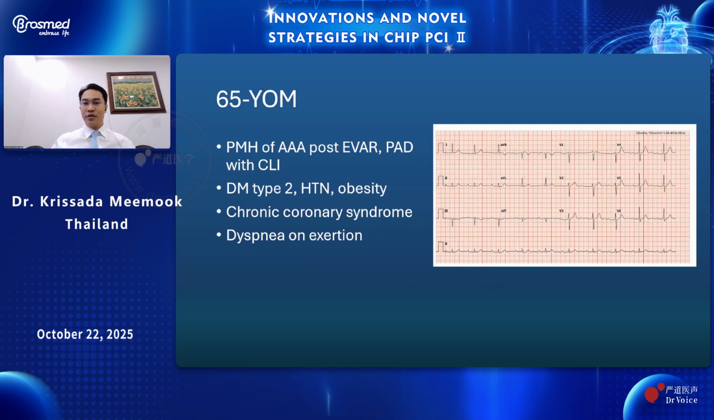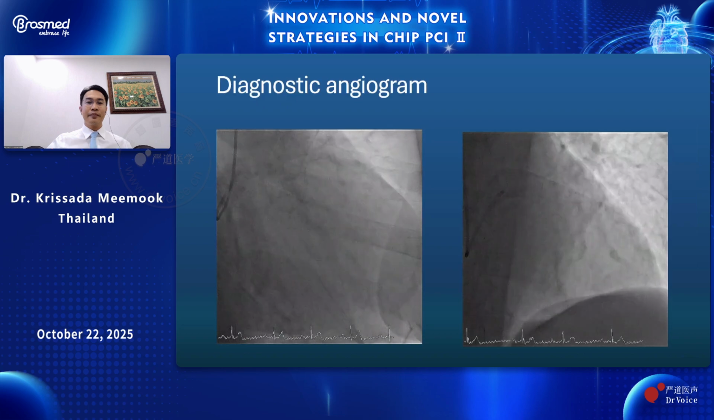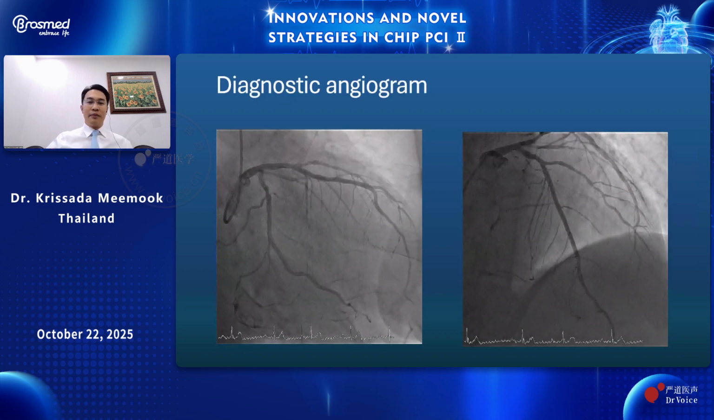I will show two cases today. This is the first case. This is a 65-year-old male. He had a history of AAA post EVAR and peripheral arterial disease with critical limb ischemia. He also had type 2 diabetes and hypertension. He presented to our hospital with a chronic coronary syndrome presentation with dyspnea on exertion. You can see the ECG shows normal sinus rhythm without significant ST change.